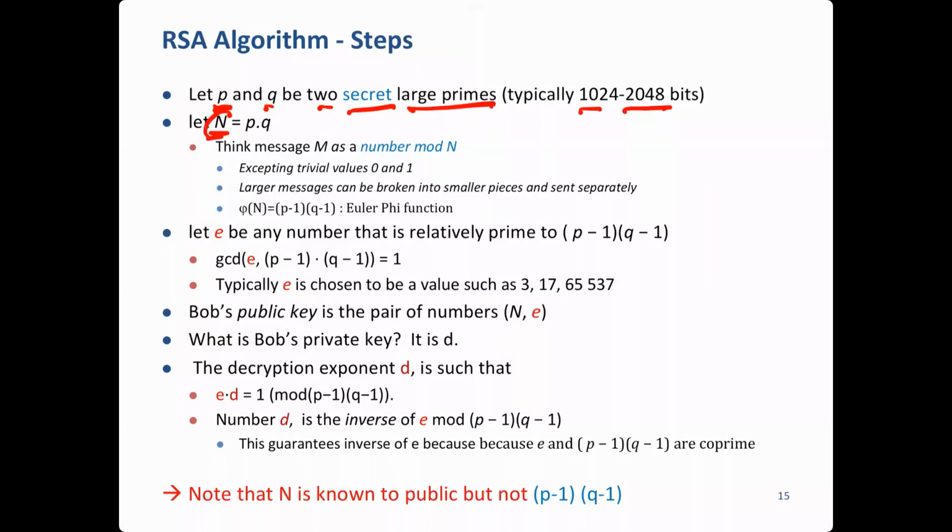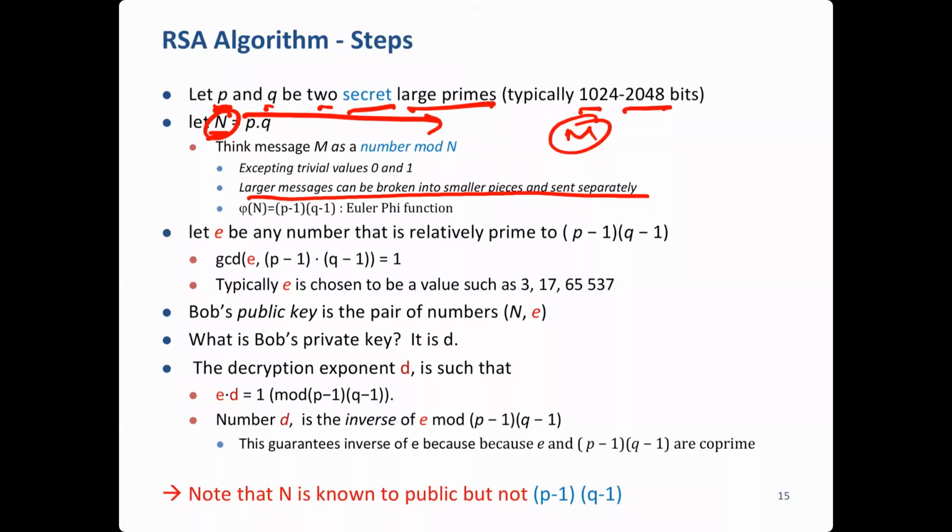Now this number has to be large enough such that the message M that we are going to send has to be less than N. Note that we say the message is always a number, because everything in the computer is zeros and ones. So whatever sentence you write, or whatever plain text you have, is finally a number. The number could be of a large size, that's all. If we have a very large message, then it can be broken and sent separately, of course.